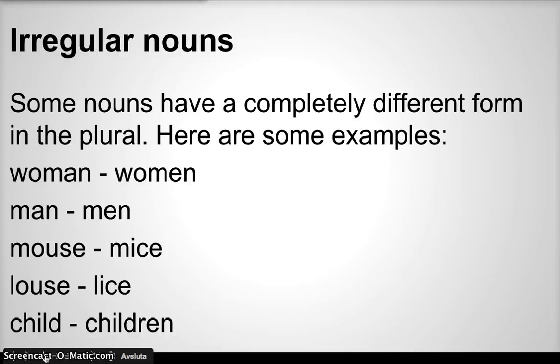There are some nouns that are irregular and have completely different form in the plural, and here are some examples. We have woman, one woman, many women. And you should note that the spelling only changes, that the A changes into an E, but the pronunciation changes much more. So you would say women, even though it's an O in the beginning. We have man, two men, one mouse, two mice, one louse, two lice, one child, two children.